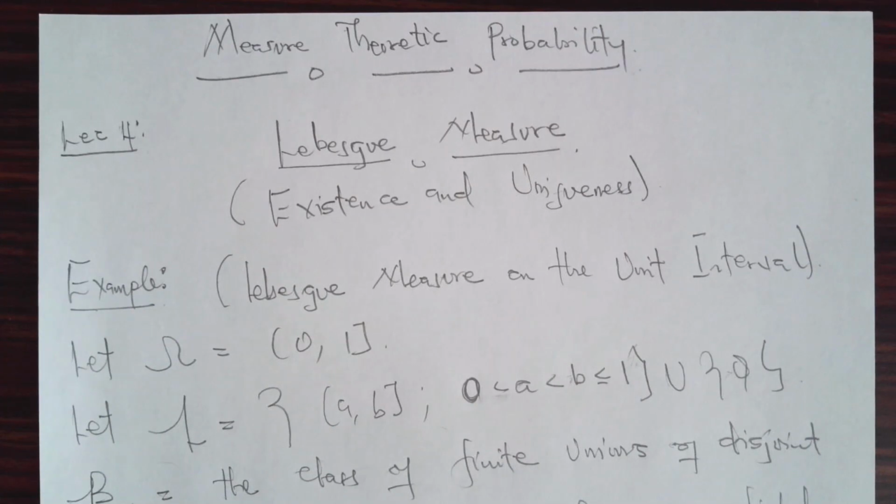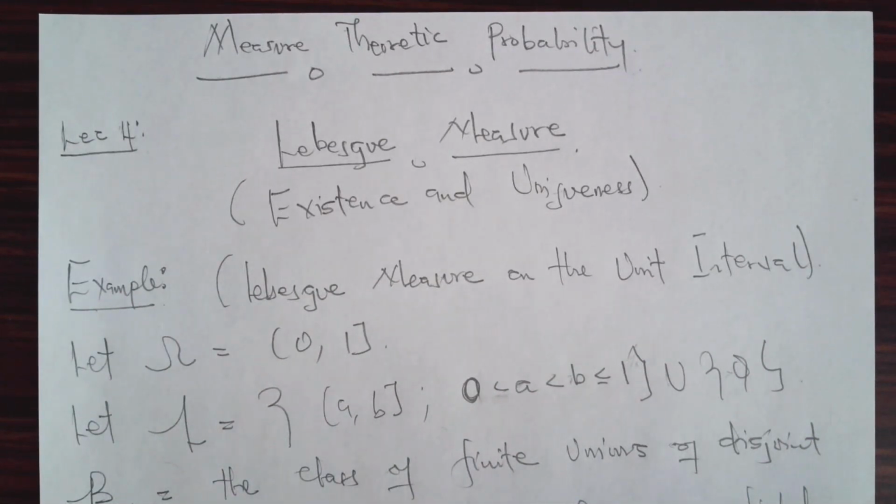When you talk about the field, it implies that if you have a1, a2 up to an, then their finite union should also belong to that class. So that's the difference. But here we define the Lebesgue measure lambda on a field. So let's take an example.